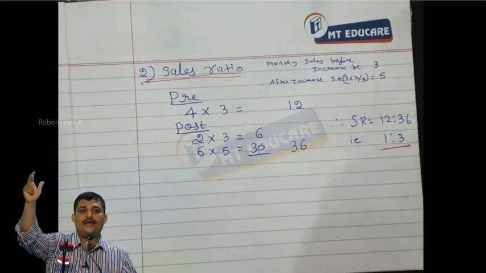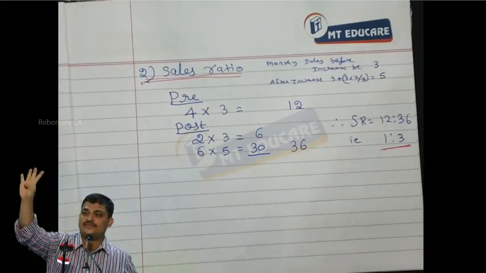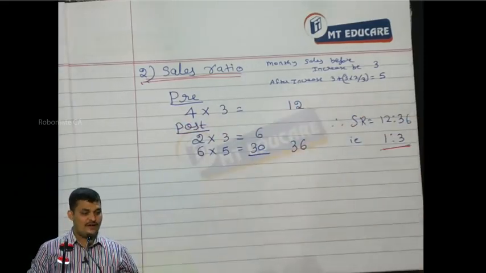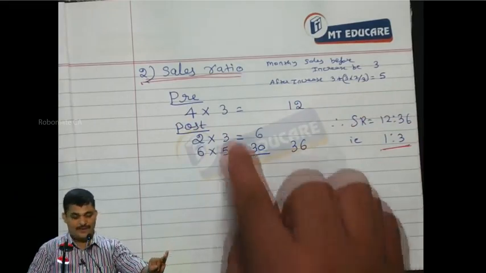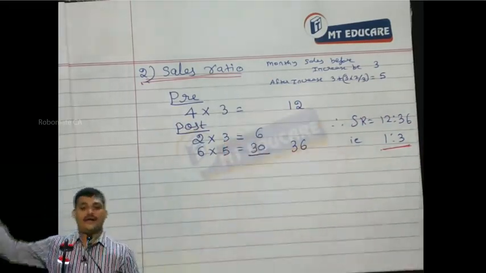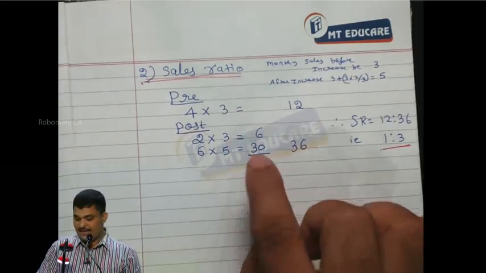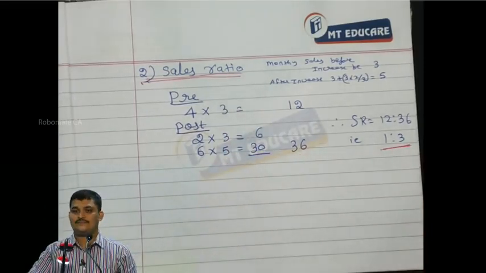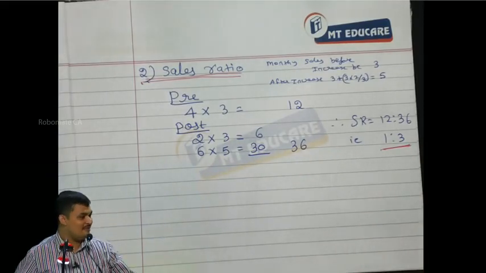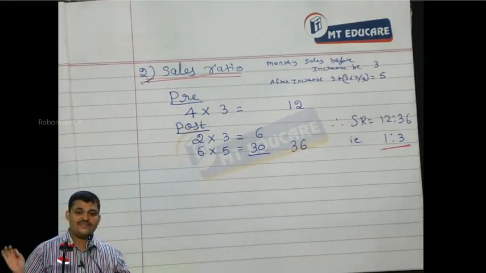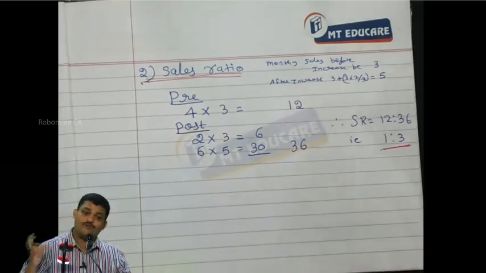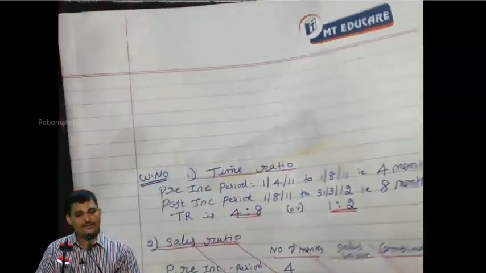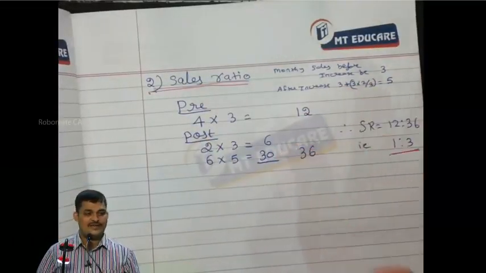April, May, June and July. So how many months? 4 months. So it took 4 into 3, 12. Understood? In the post-incorporation period, August and September are 3, and from October onwards it is 5, and thereby 6 months into 5. That way we arrived at the sales ratio 1:3. In this topic, sir, identifying the time ratio and sales ratio is the core part. If that is over, many of your incomes and expenses will be apportioned in the proportion of this time ratio and sales ratio. Shall we proceed?